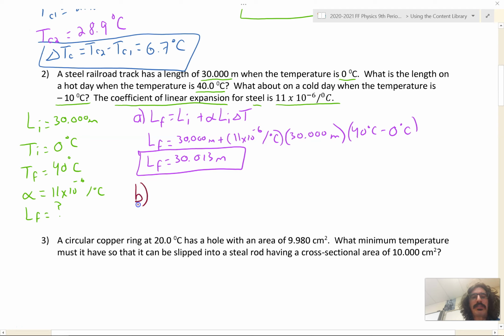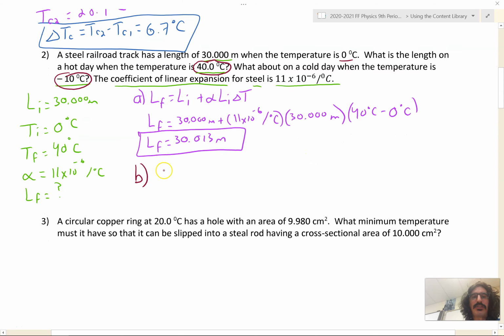Letter B, we want to solve for the same thing, the final length, except this time, when it starts out at 40 degrees and it's cooled off to negative 10 degrees Celsius. So the change in temperature for this problem would be negative 10 degrees Celsius minus 40 degrees Celsius, which gives us negative 50 degrees Celsius.